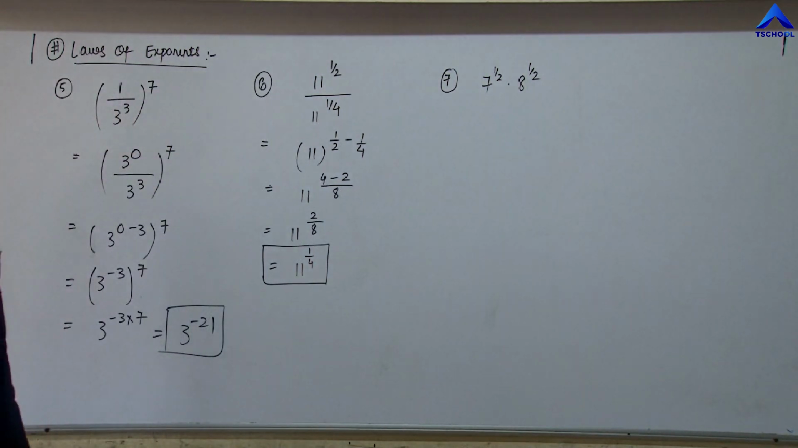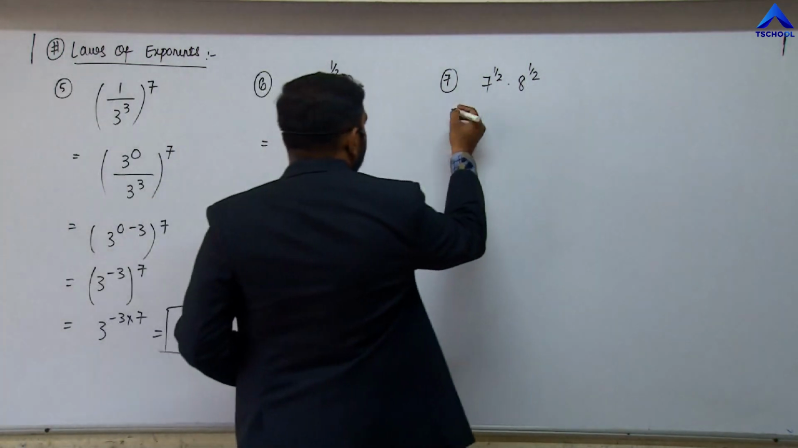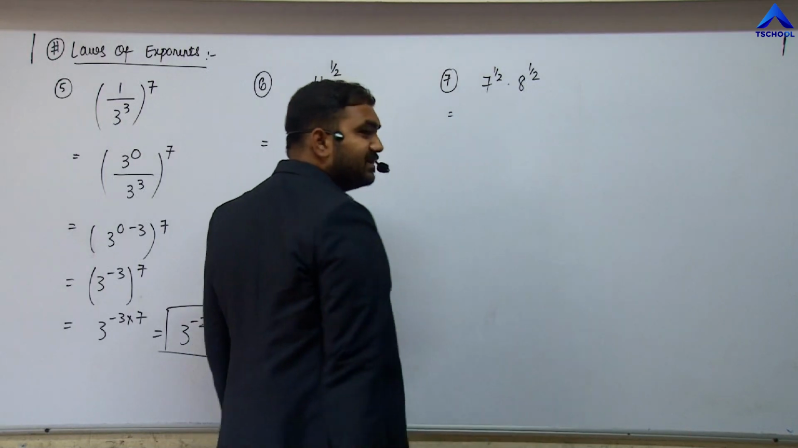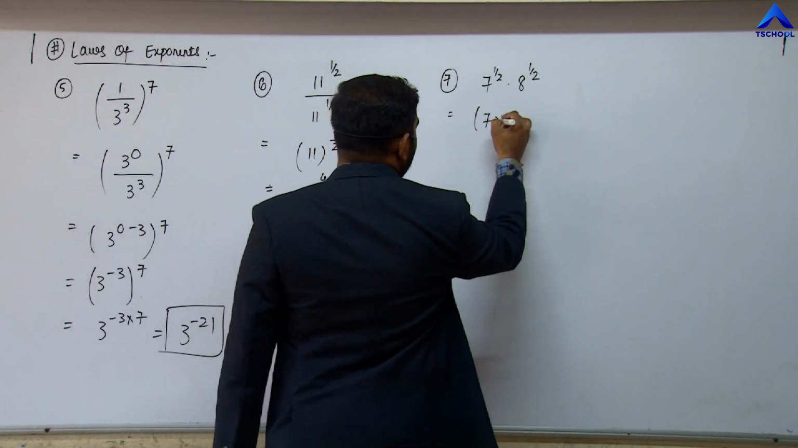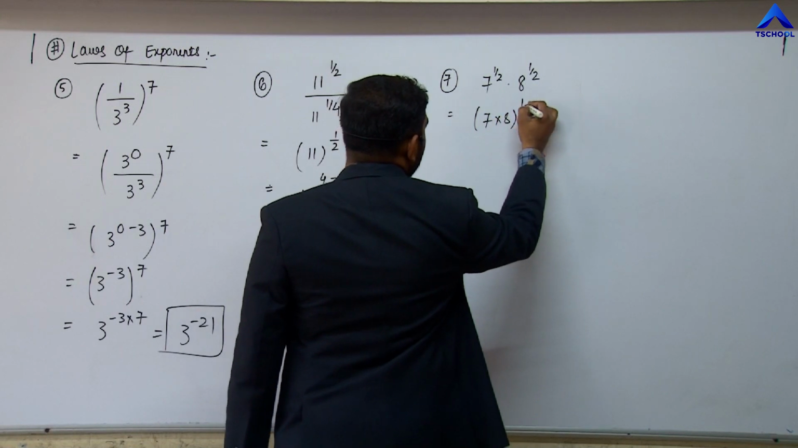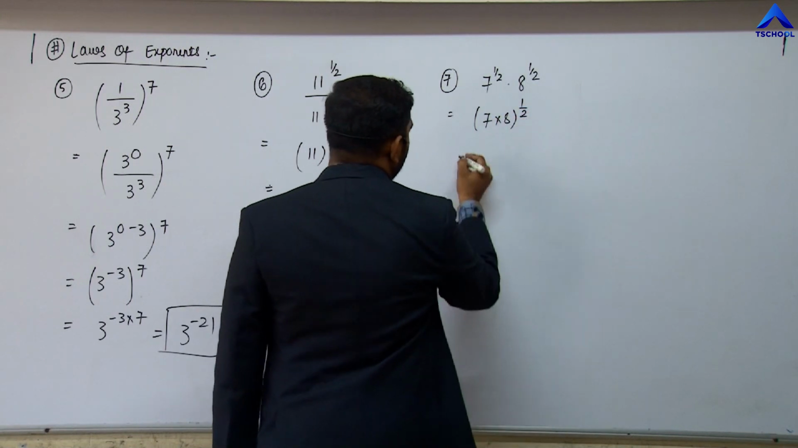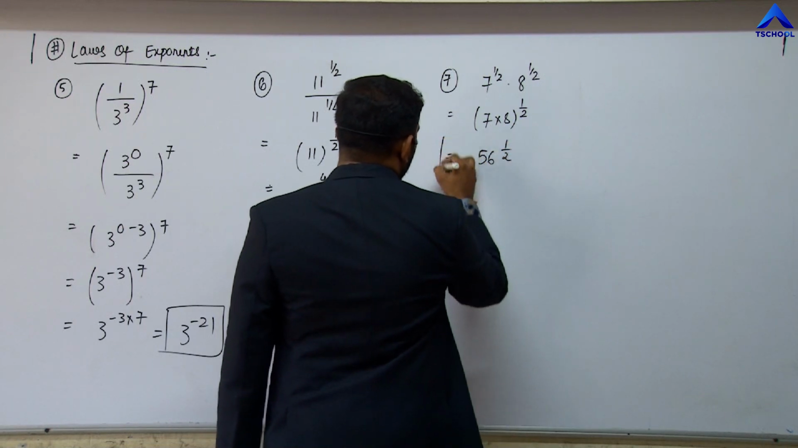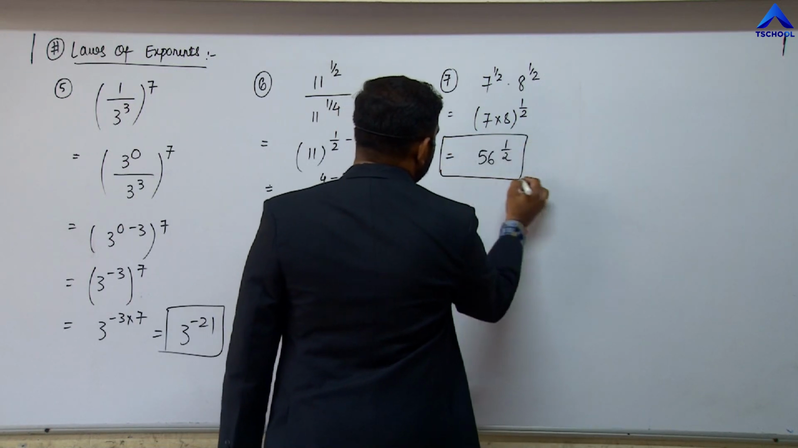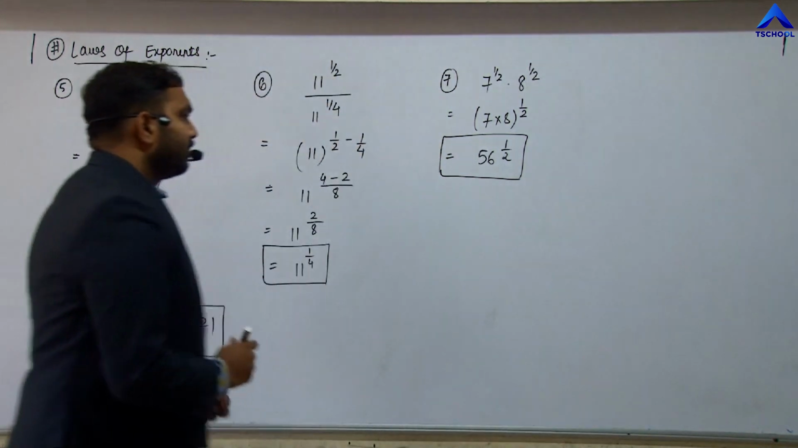Is it clear friends? And the last one, again, see, the bases are different but the powers are the same. So you can simply multiply 7 into 8 and the power will remain 1 upon 2. So 8 into 7 is 56 raised to 1 upon 2. So that is the answer to the given question.